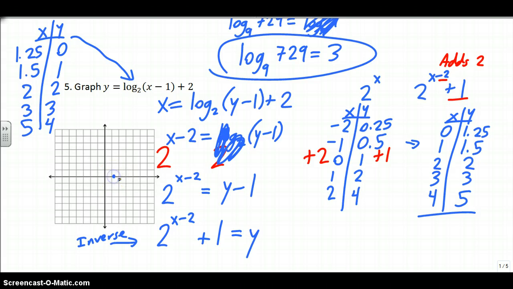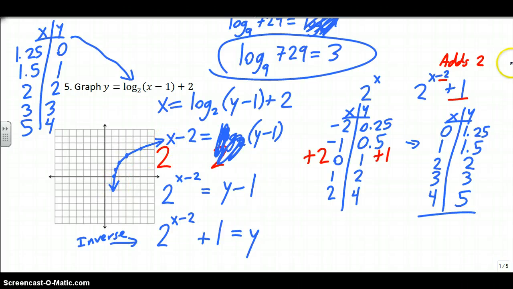(1.25, 0) is right there. (1.5, 1) is right there. (2, 2), (3, 3), (5, 4). In general, this is what your log graphs are going to look like. They're going to kind of look like a sideways hook, I think they look like.